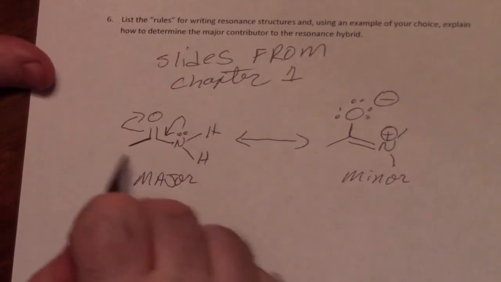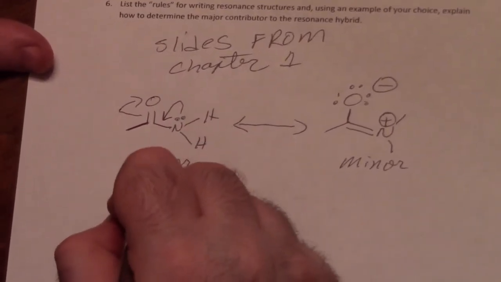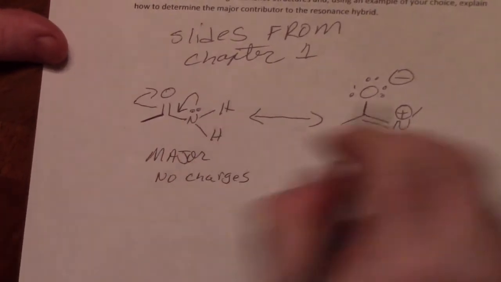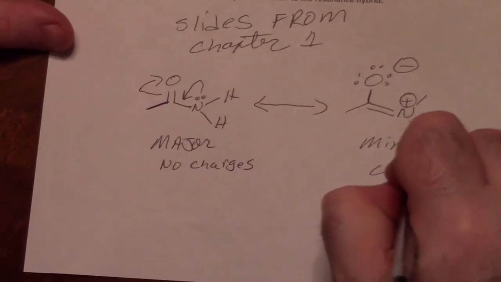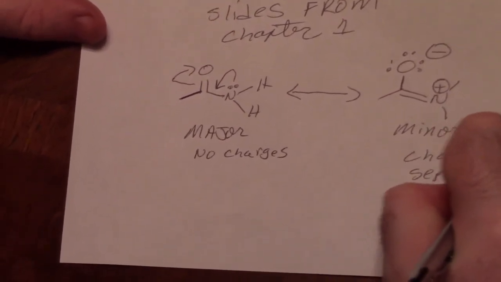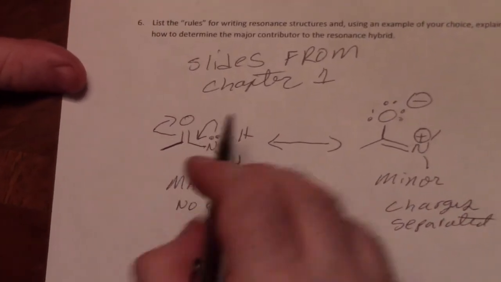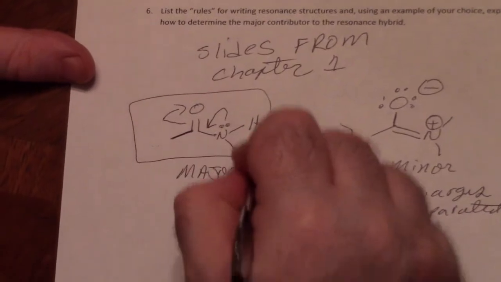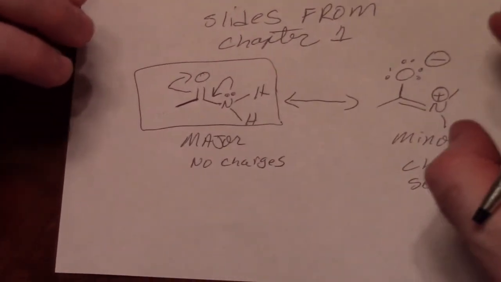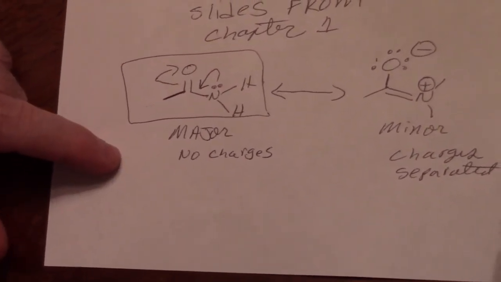And the reason that I know that this is the major contributor to the resonance structure is because there are no charges. Here, there are charges that are separated. And so that's how, in this particular example, I would have determined that this is the major contributor to the overall resonance hybrid. Now, depending on what example you used, you may have had a different rationale for why you chose the major contributor.